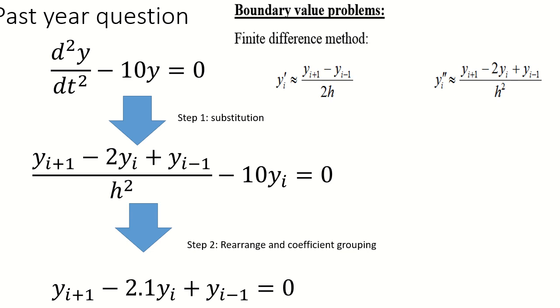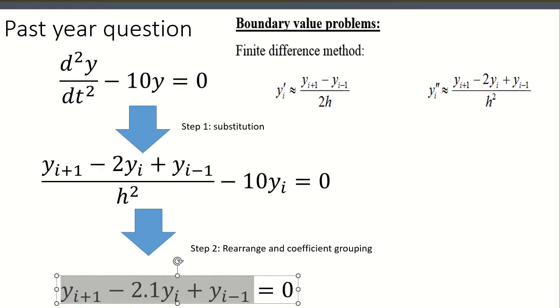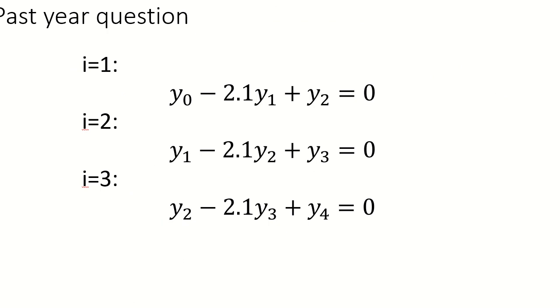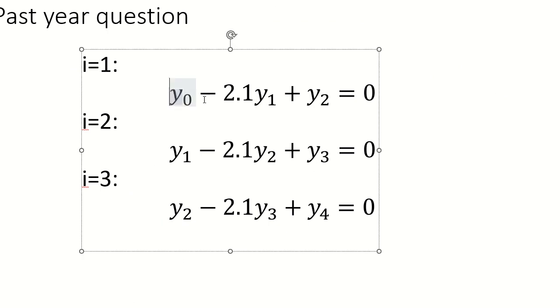So this is how we can get the equation just now. Okay, so the equation is still in the general form, if you can see that. So if you move to the next step, we substitute i equal to 1, 2, and 3, so that we can get the three equations here.